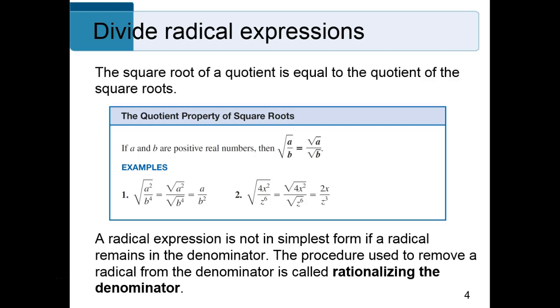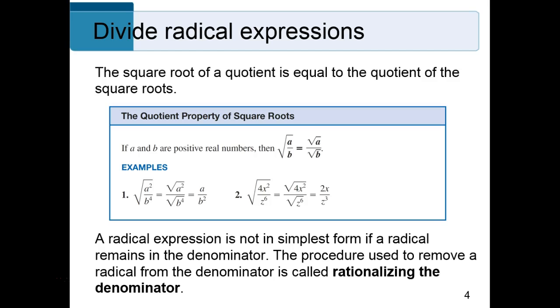Okay? Now, remember way back, when we first started this stuff, we talked about a radical expression being in simplest form. Part of that simplest form is you have no hidden roots in the radical, right? Like the square root of 4, that's 2, and the square root of x squared is x. That's simpler than this, but it's not completely simplified. Okay? Here is another rule about simplest form. A radical expression is not in simplest form if a radical remains in the denominator.